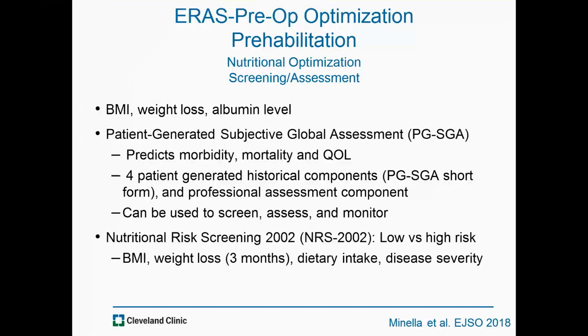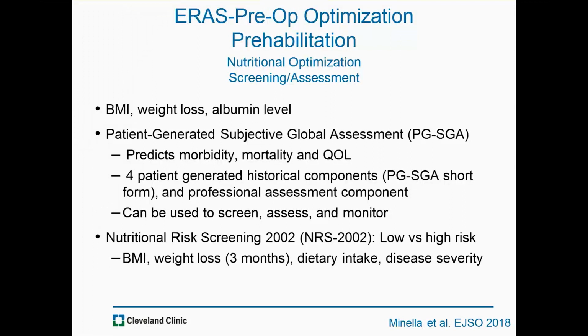So how do we screen for malnutrition? A very easy way of screening is just looking at a BMI, recent weight loss, and albumin level. Now, albumin is not a great predictor, but it has been established to show correlation with postoperative outcomes. The patient-generated subjective global assessment has 4 patient-generated historical components, and that's been shown to predict morbidity, mortality, and quality of life.